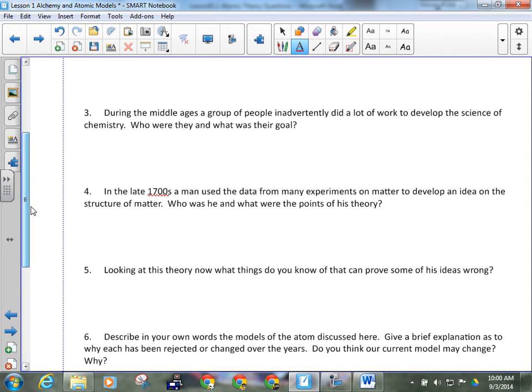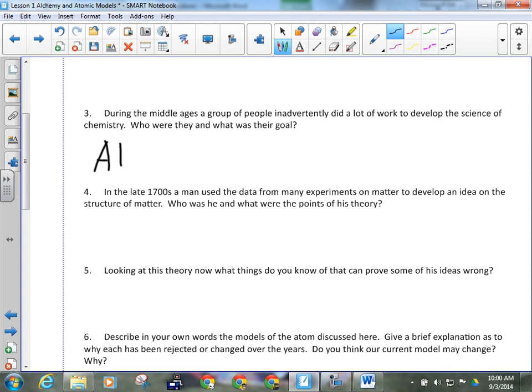Okay, during the Middle Ages, a group of people inadvertently did a lot of work to develop the science of chemistry. They were the alchemists. Okay, what were they trying to do? Right. In fact, the real word that we're looking for here is transmute. Okay, one thing into another, like lead into gold, or find the elixir of life. Okay, things like that. They were trying to do things that are physically and chemically impossible. Okay, but in the interim, they did find out a lot of interesting things that were quite useful.